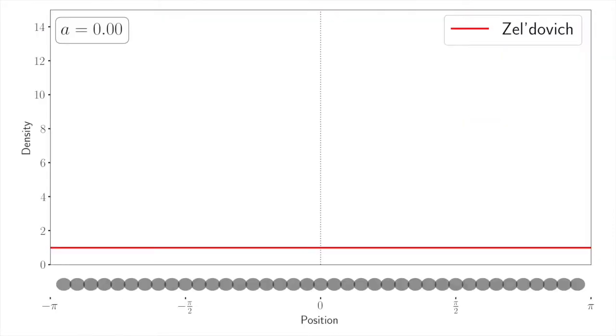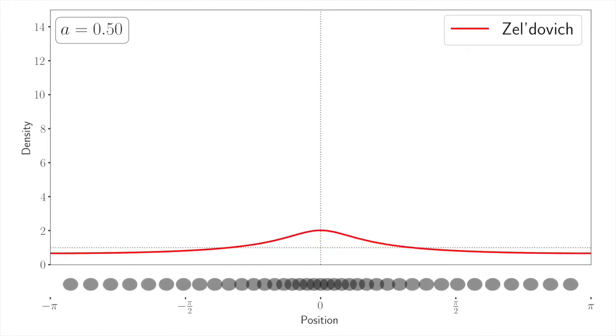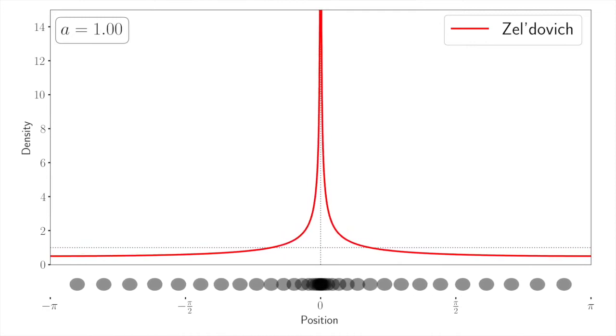Here I have a video showing both a set of cold dark matter particles and the density of the system as a function of time. And everything will be evolving according to the Zel'dovich approximation. As time moves forward, the density in the center builds up and up, until it diverges to infinity at an event called shell crossing.